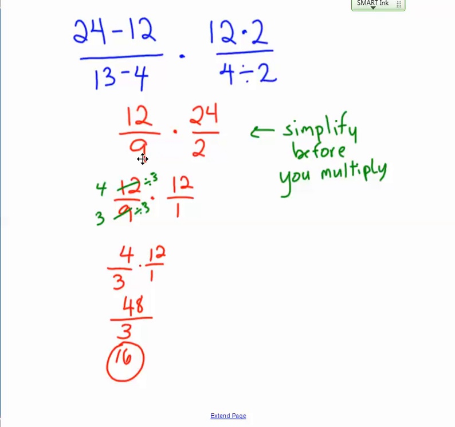12 ninths, you can simplify this by dividing them both by 3. 12 divided by 3 is 4. 9 divided by 3 is 3. And now we have an easier multiplication problem. 4 thirds times 12 over 1. Top times top is 48, bottom times bottom is 3, and 48 thirds, or 48 divided by 3, is 16.